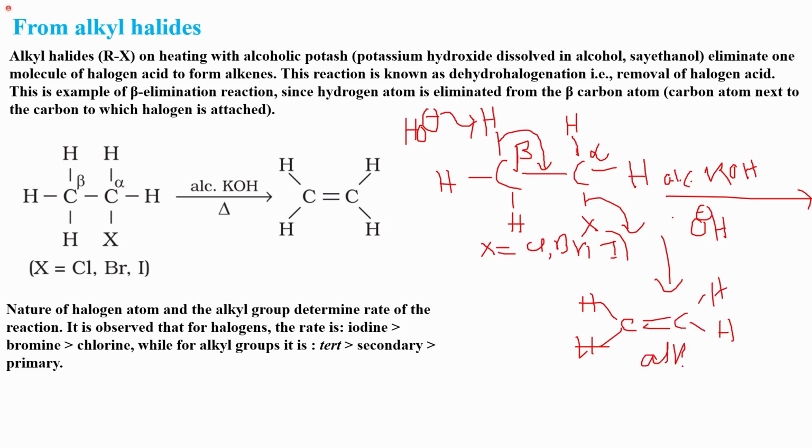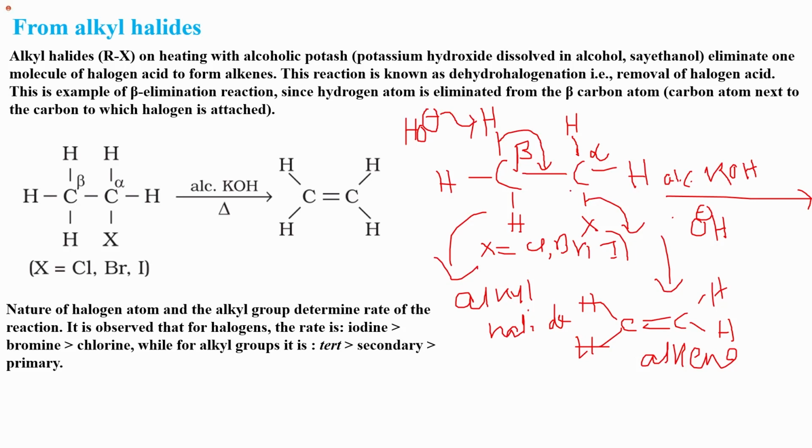So in one pot, you are generating the alkene moiety from where? From alkyl halide. So this is the main mechanism. Now the question is whether the reaction happens simultaneously, right? It is observed that the nature of the halogen and the alkyl group, tertiary, secondary, primary, determines the rate of the reaction.